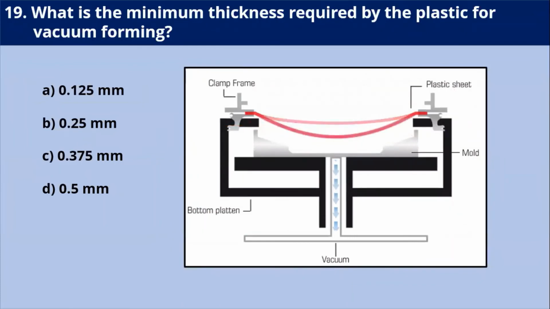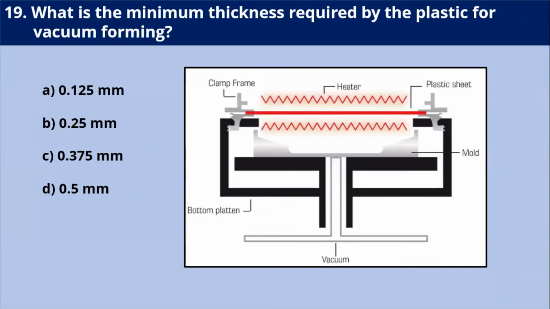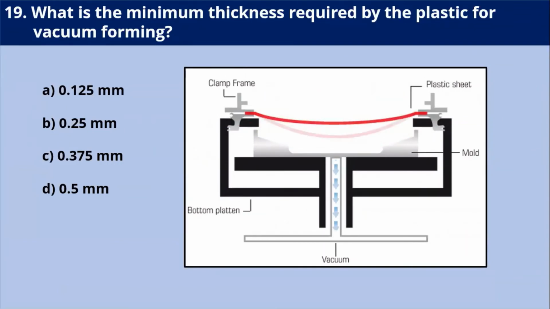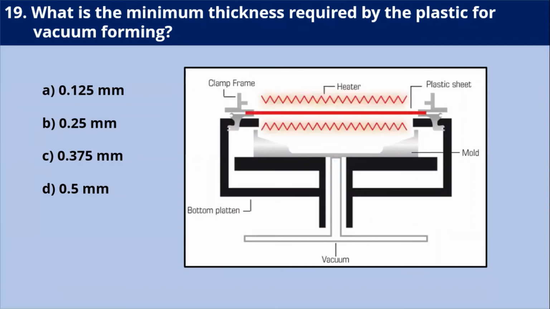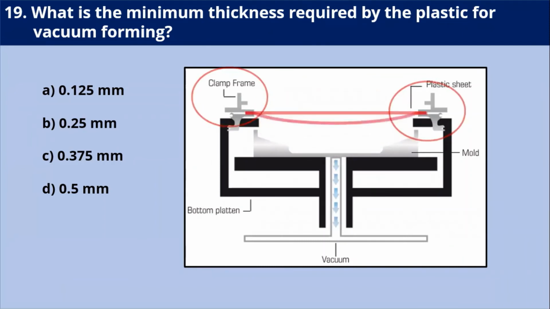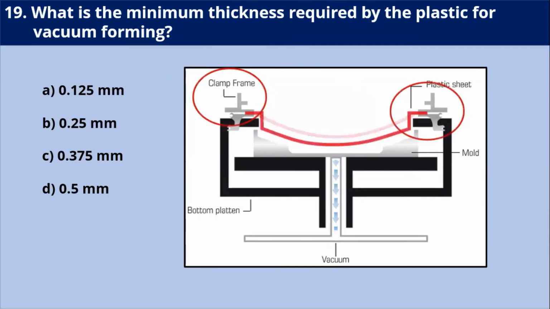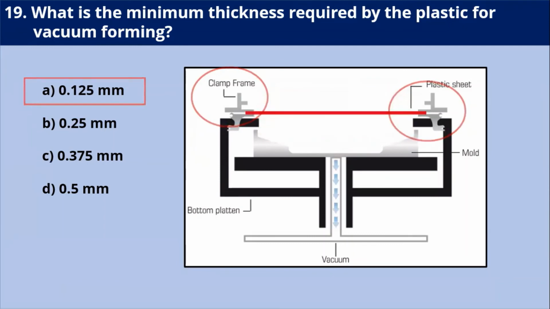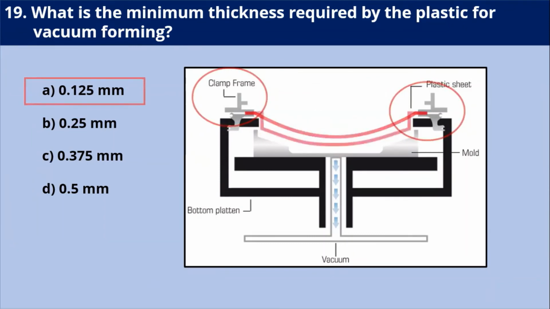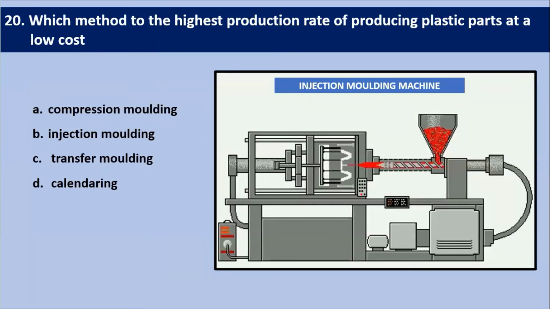What is the minimum thickness required by the plastic for vacuum forming? So vacuum forming is one of the classifications of the thermoforming process. Around its circumference, a clamp is attached, and we need to know the minimum thickness. The minimum thickness that can be allowed for this operation is 0.125 mm.